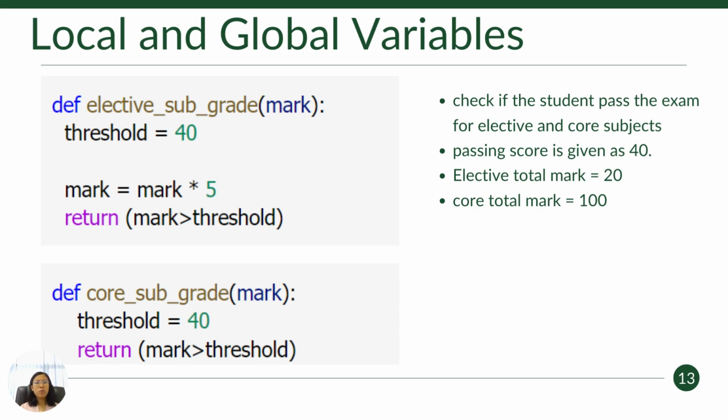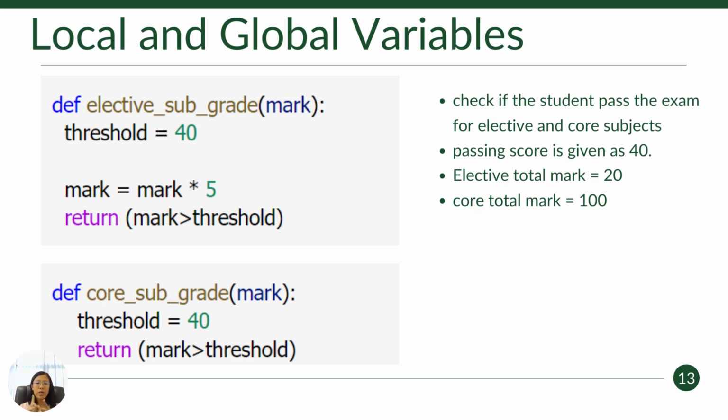Passing score is 40 for both subjects. So we don't need to redefine the threshold two times. But the challenge here is that for the elective subject, the score is given out of 20. The core subject score is out of 100. So we cannot use the same function. So we are going to write two functions: calculating the elective subject grade, and calculating the core subject grade.